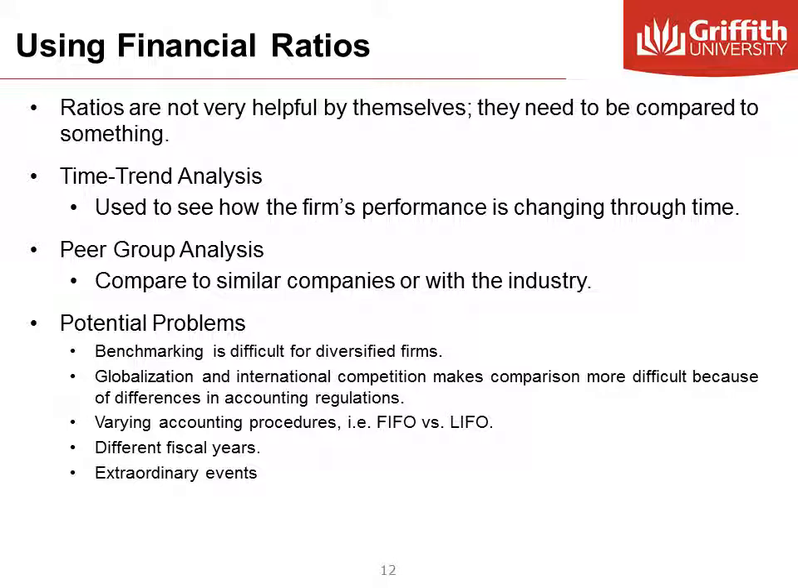Now, on their own, ratios are meaningless. To be useful in the analysis, we must compare them with similar ratios. And this can be done as a time trend analysis for the same company over a period of time. For example, we look at the profit margin of BHP, say, over the last 5 years. We call this time trend analysis. Also, as a peer group analysis, where the company investigated is compared against the competitors, its peers, or the industry as a whole.